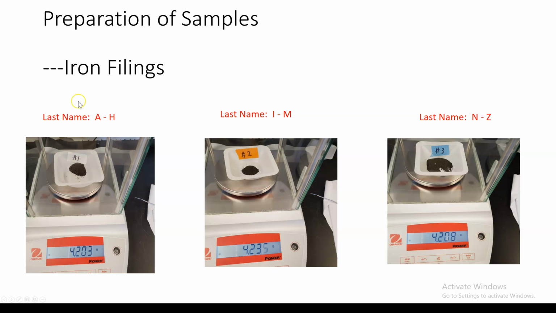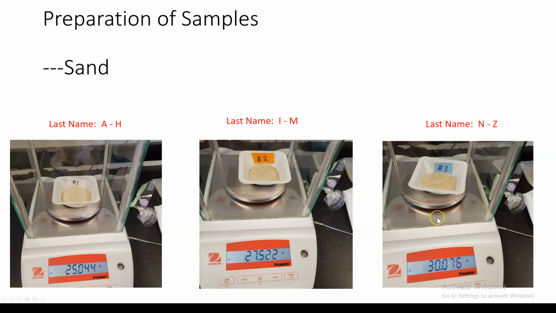And now the iron. If you're working with mixture 1, this would be the mass of your iron. If you are mixture 2, this would be your mass of the iron. Similarly, this would be the mass of the iron filings for mixture 3. And lastly, the sand. Please read this value right here to obtain the mass of your sand.